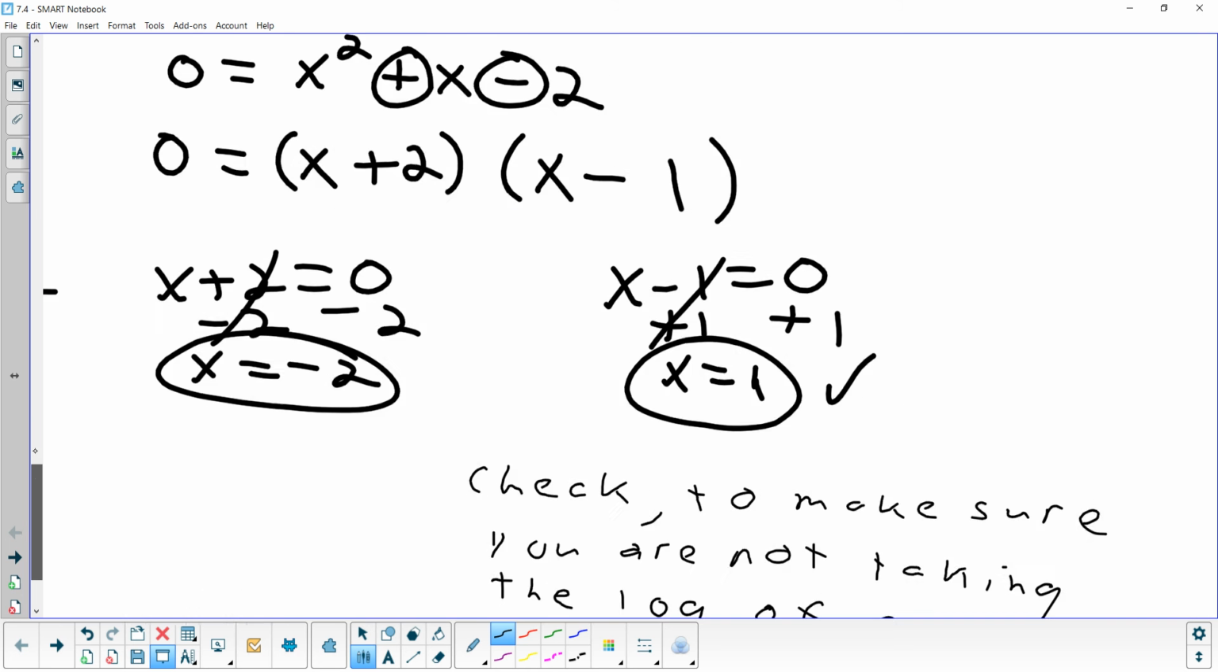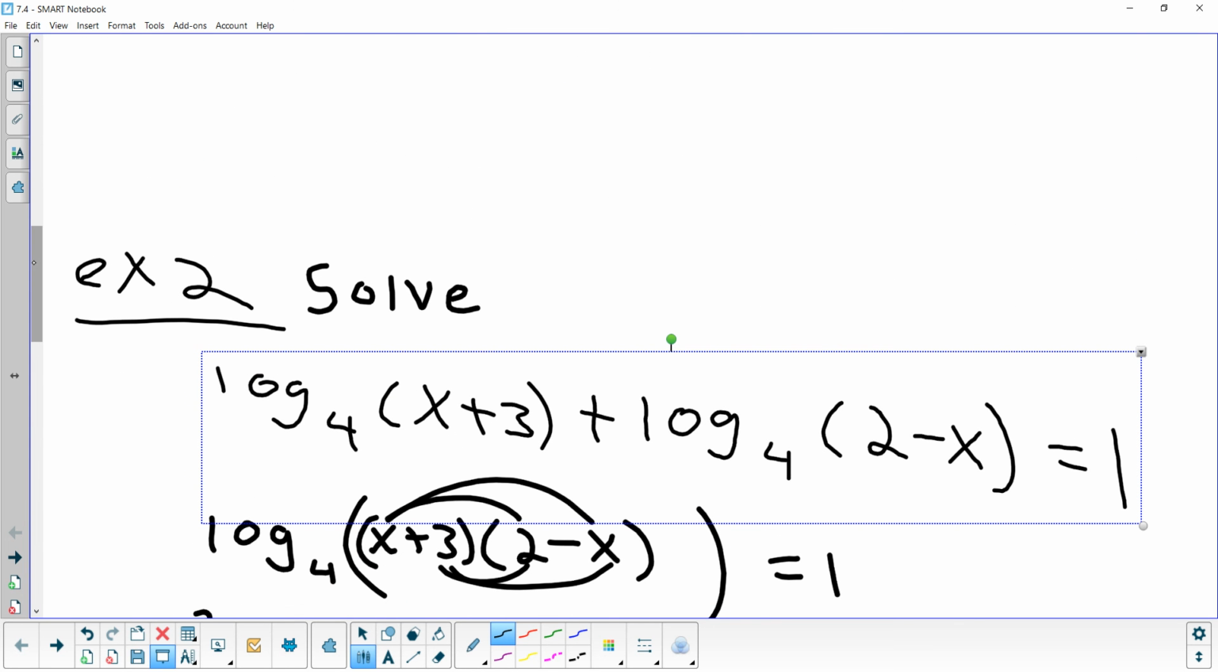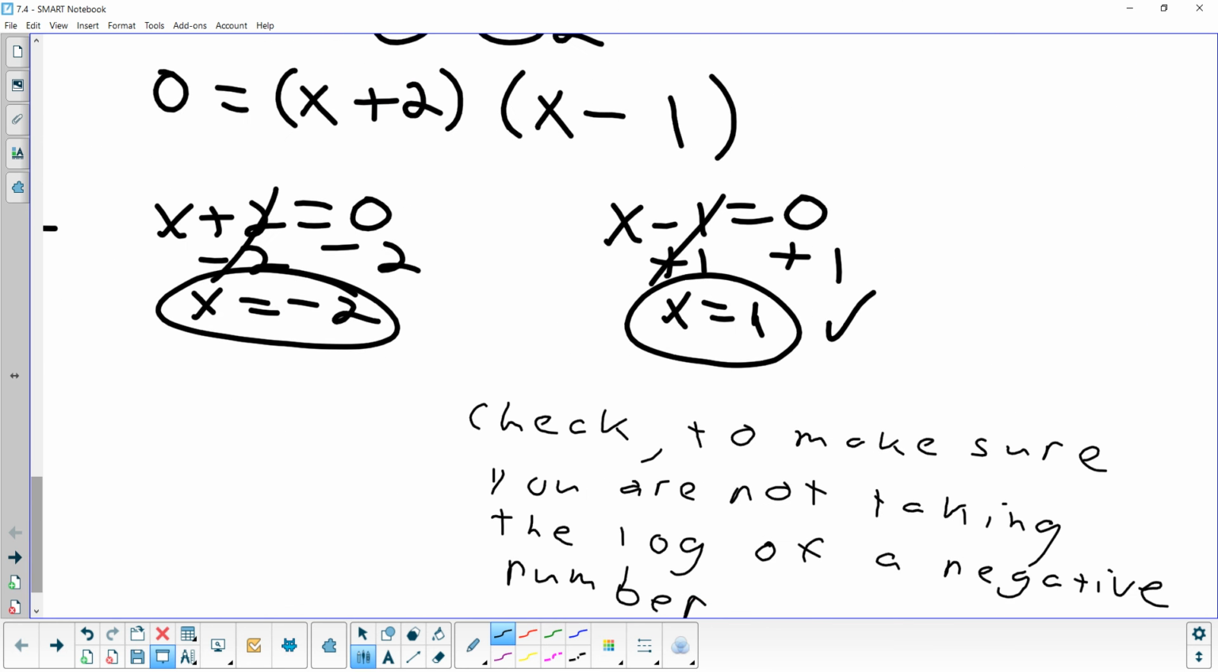Let's check negative 2. What's negative 2 plus 3? Yep. Is that negative? Okay, we're fine there. Let's plug negative 2 in here. 2 minus 2. What's that? Yep. Is that negative? No, then we're fine. Both of those answers work. They are both answers to this problem.